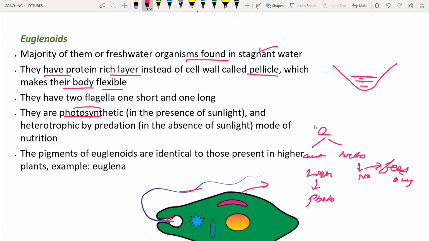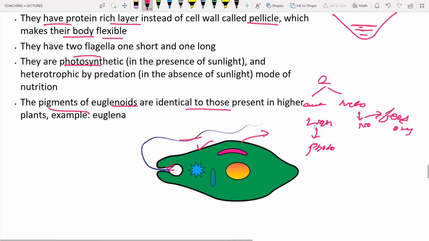So the pigments of the euglenoids are identical to the pigments present in higher plants. For example, plants are green in color due to the presence of chlorophyll. The same pigment is not present in them, but a similar kind of pigment is present in the euglenoids. So this is the reason they look green in color. So this is about euglenoids.